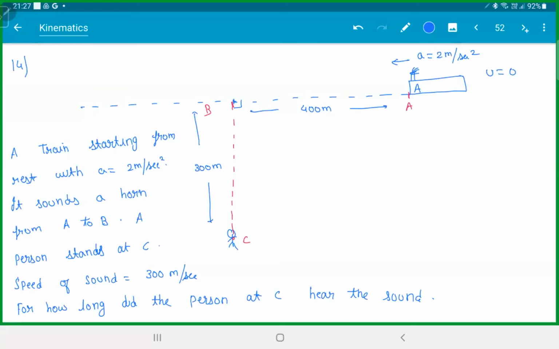Think about this. It's a pretty good question. 21, Rakshika. That is wrong. What you did was something else. The question is, how long did he hear the siren?